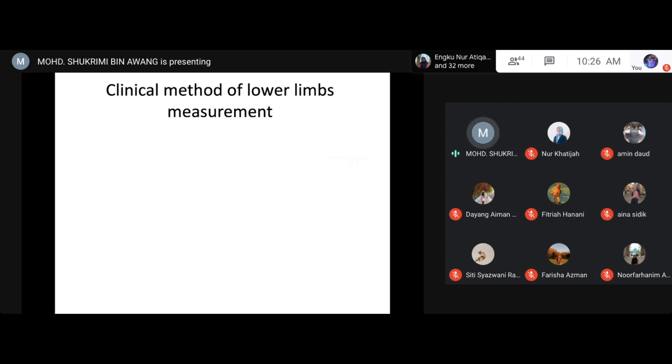Okay, so after you do the Galeazzi sign, it is basically for you to have an idea where the underlying problem is. Now we need to measure where the shortening is. We can measure either using a tape or what else? How else can we measure the lower limb, especially when a patient comes to you and you want to determine limb length discrepancy? I'm talking about clinical, not radiological. How do you measure the lower limb?